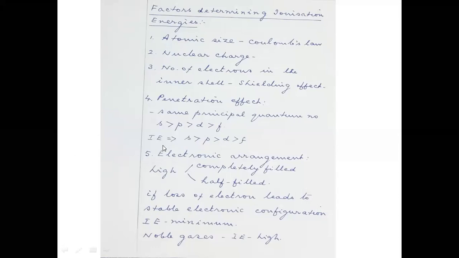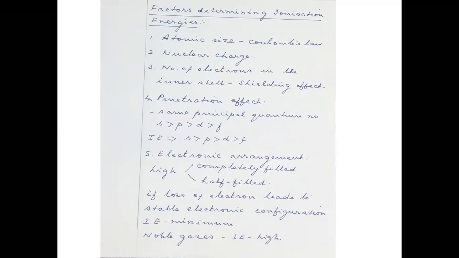And the fifth factor is electronic arrangement. Look here, this is the important idea. The ionization energy is high when the electronic configuration is completely filled. Similarly, when it is half filled. Because the completely filled and half filled electronic configurations are stable. No system will try to go from a stable configuration to an unstable configuration. So completely filled configuration is stable. So when you try to remove an electron from the completely filled configuration, you are moving from a stable configuration to an unstable configuration, which it will not allow.